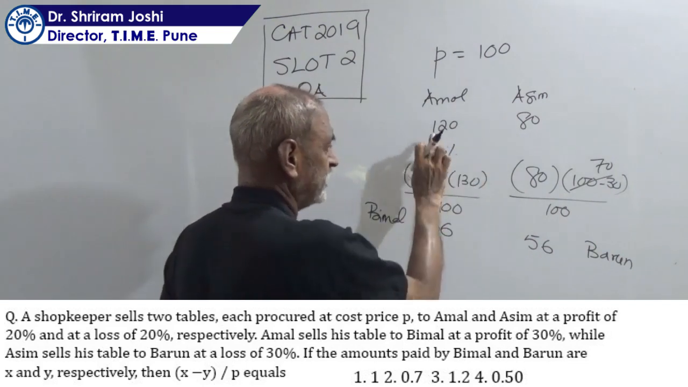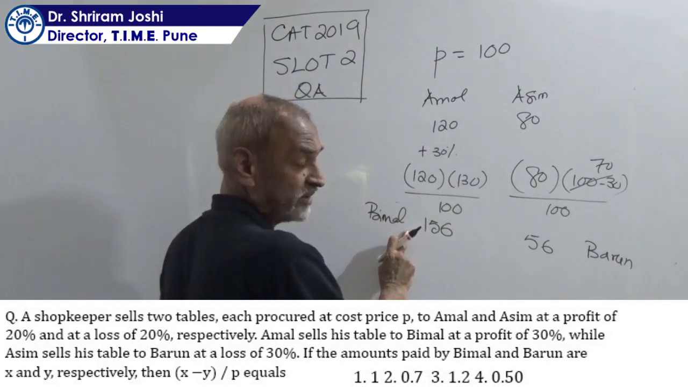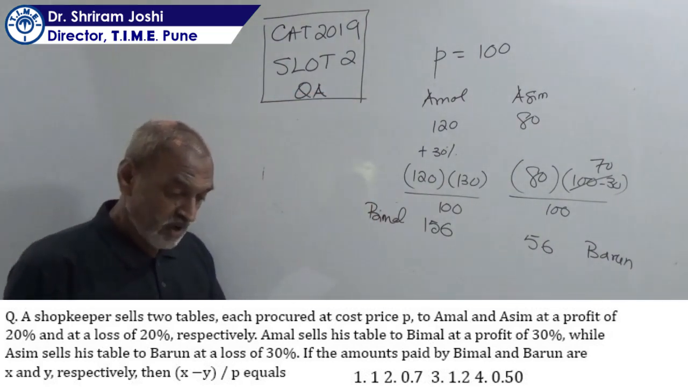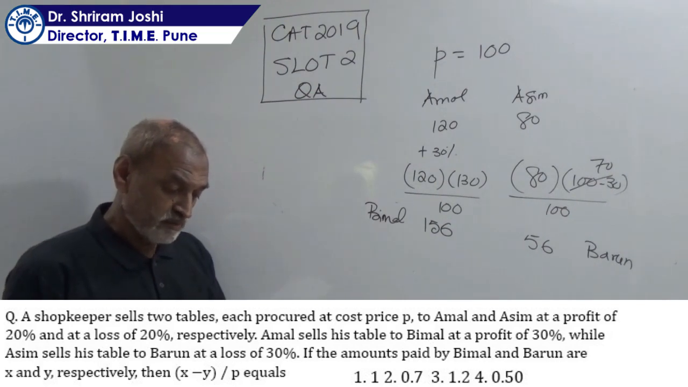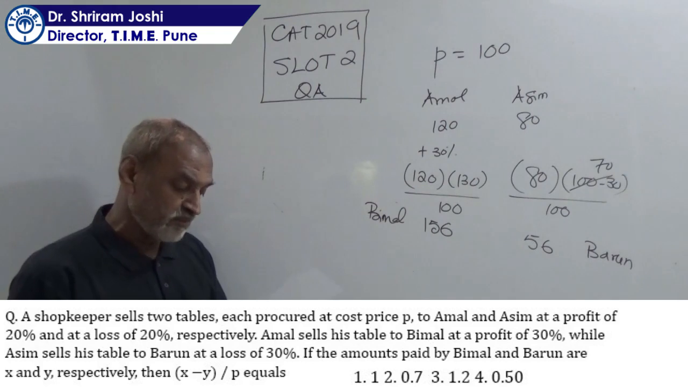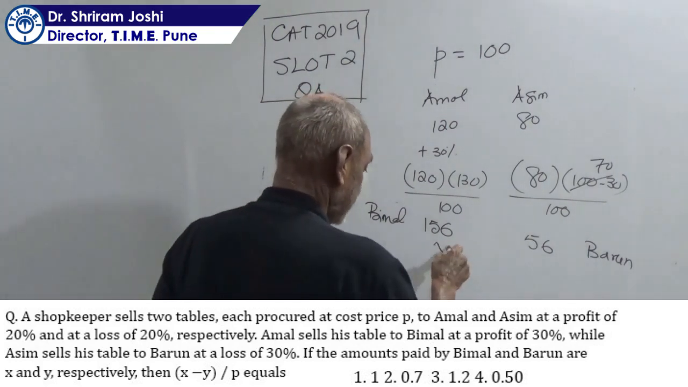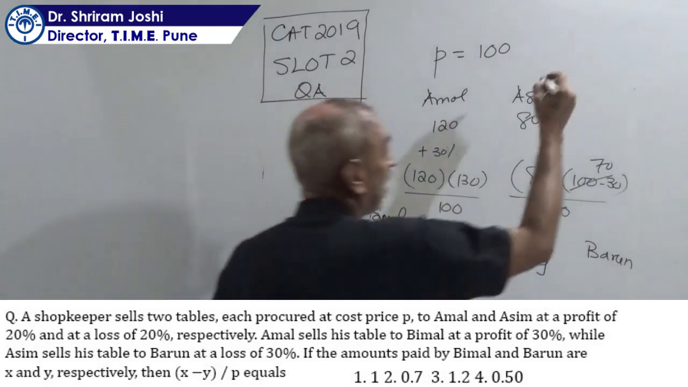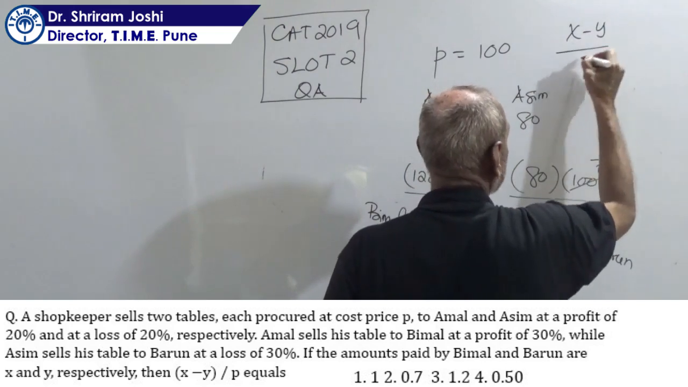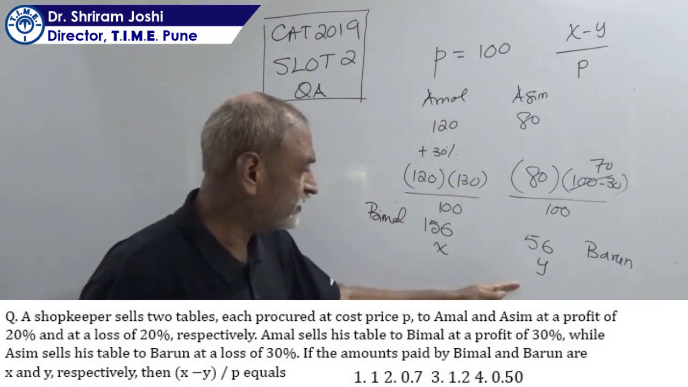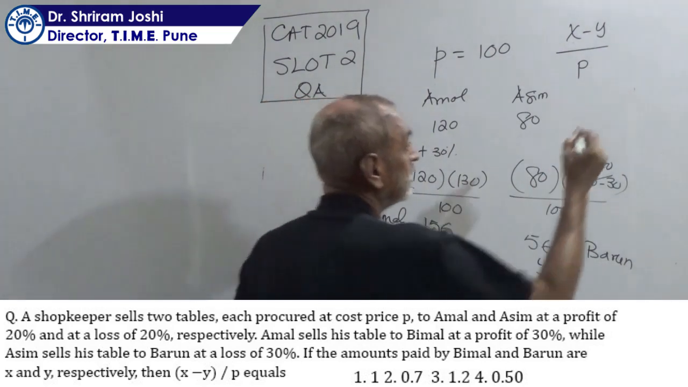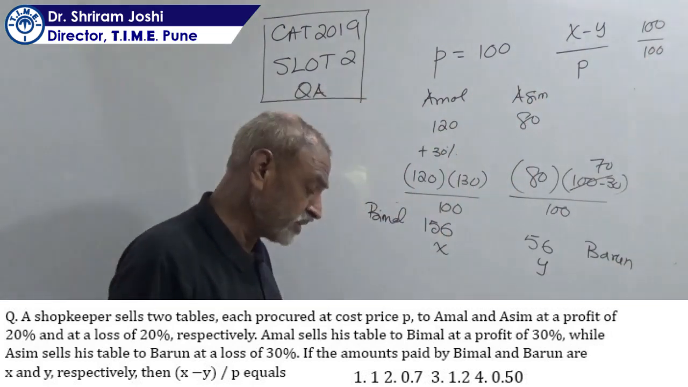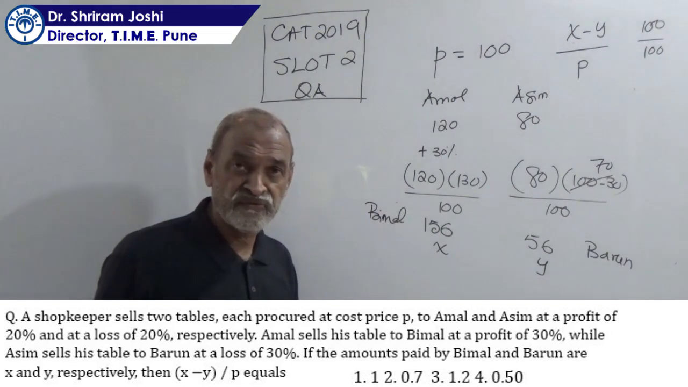The shopkeeper sold it to Amol and Asim at these two prices. Amol sold it to Bimal at 156. Asim sold it to Varun at 56. If the amounts paid by Bimal and Varun are x and y, this is x, this is y, then what is the ratio (x minus y) divided by p? What is x minus y? 100. What is p? 100. MCQ. What's the first option? 1 is to 1. Finish.